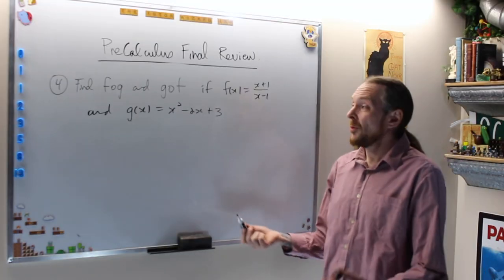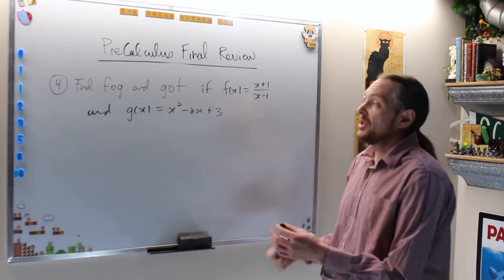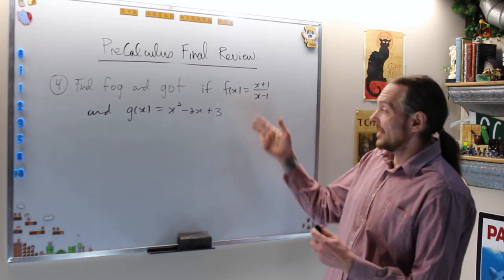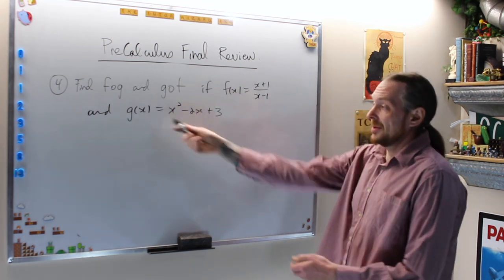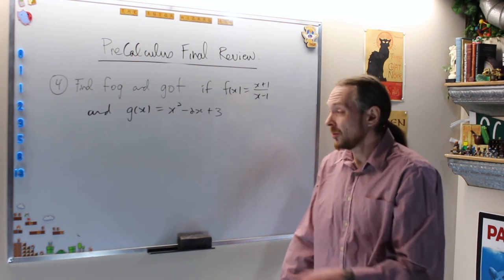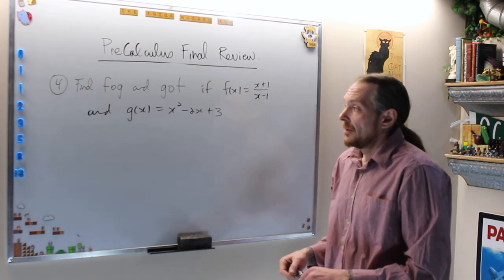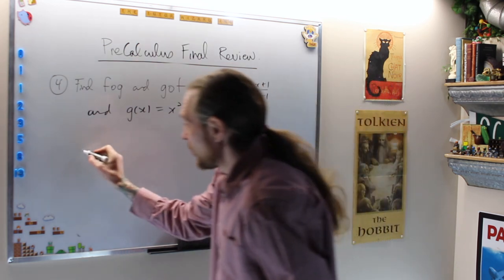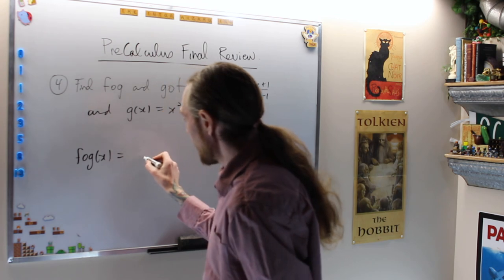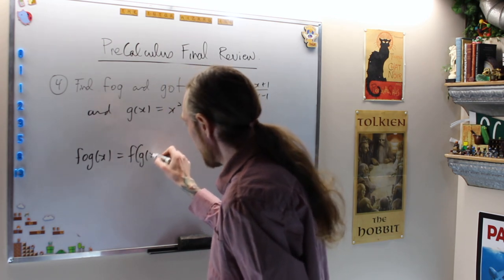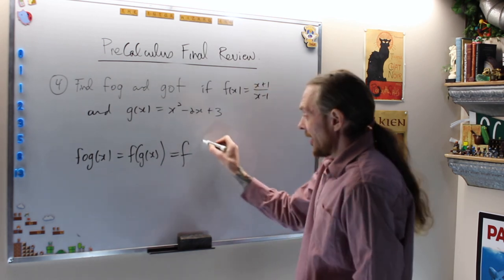The next question, number 4, is going to be composition, f o g and g o f again. So f following g and g following f it wants. If f of x is x plus 1 over x minus 1, and g of x is this quadratic polynomial x squared minus 2x plus 3. Let's try this out. The first one, f following g of x is equal to, by definition, f of g of x. What does that do? I write f of, what is it going to do?